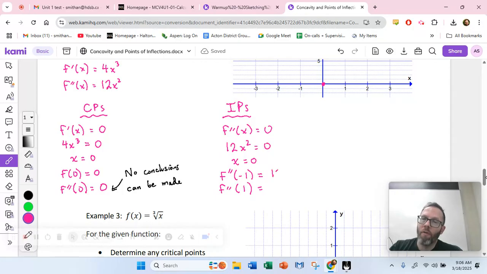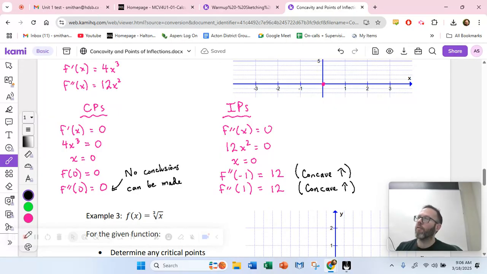Do we not get 12 for both? We get 12 for both, right? Positive for both. What does that mean? Well, if we get a positive value, that means on the left of x equals 0, it's concave up. To the right of x equals 0, it's also concave up. So we actually now can make some conclusions. That point 0, 0, on the left it's concave up, on the right it's concave up.